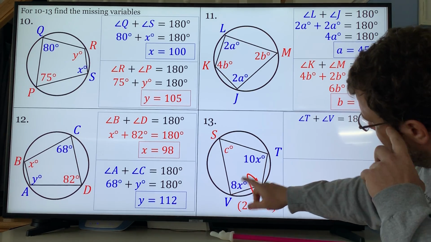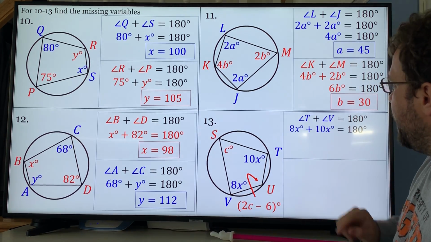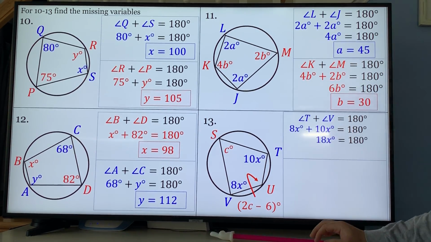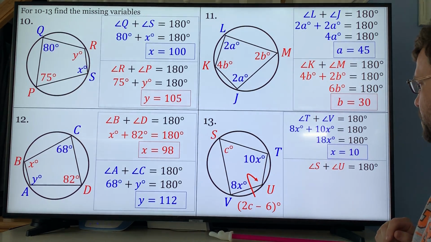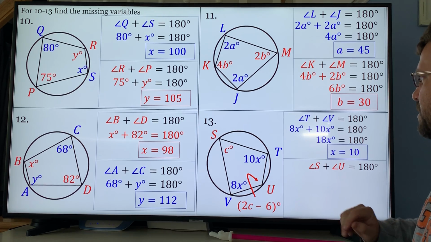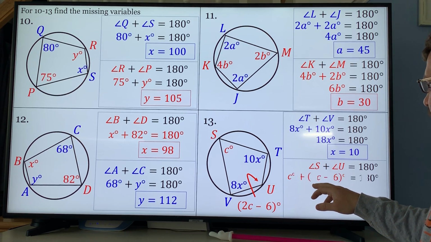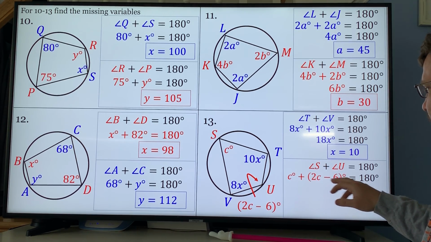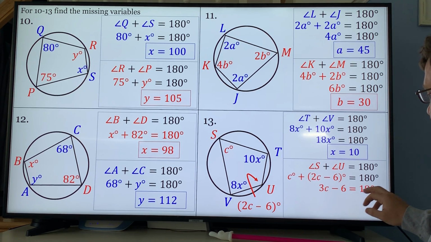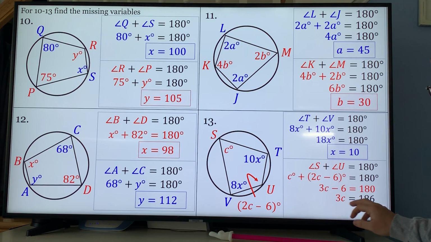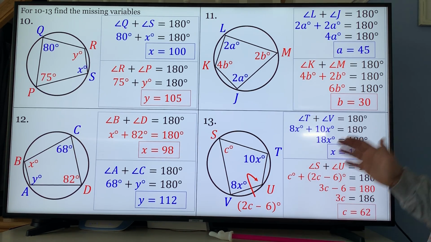This one right here. What do we got? T and V across from each other. 18x equals 180. X equals 10. S and U across from each other. Okay, this arrow points to that's the angle. So what do we got? We got C and 2C minus 6. Combine like terms. C plus 2C is 3C. Minus 6 is 180. Add 6 to both sides. 3C is 186. Divide by 3 and C is 62.